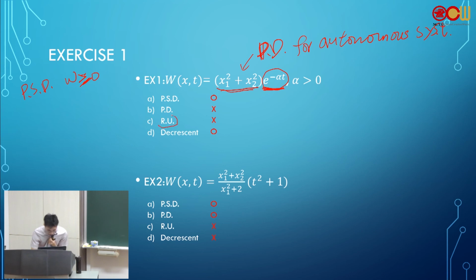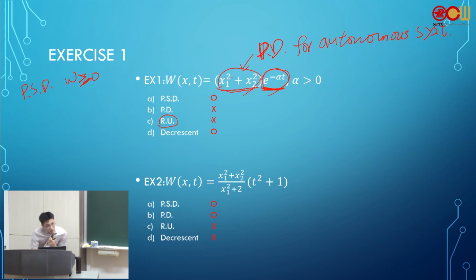And how about the radially unbounded function? Again, you check two parts separately. This part is radially unbounded for autonomous systems, which means you don't consider any time elements. But the second part goes to 0, so it prevents W from going to infinity, so it's not. And for decreasing, it means that the function goes to what?